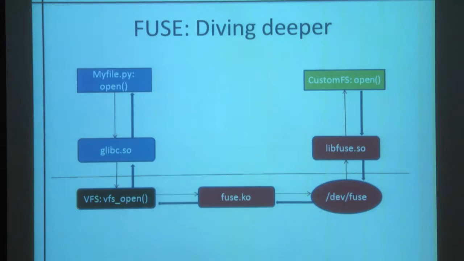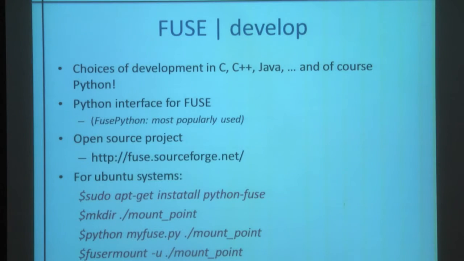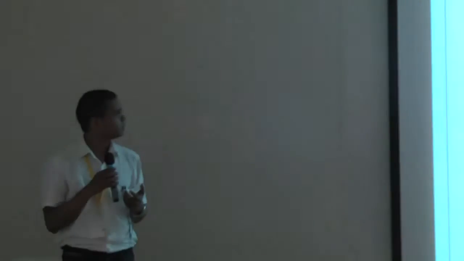Now that we know how Fuse functions, for a developer, what are the things that it offers? So Fuse allows you to develop your file system in many languages: C, C++, Java, and of course Python. And since we know that fuse.ko is a kernel component, you need to have some kind of wrappers to interface with this. So if you want to implement your file system in Fuse in Python, you have to use a binding called Fuse Python. This is the same binding we have also used to develop our own file system.